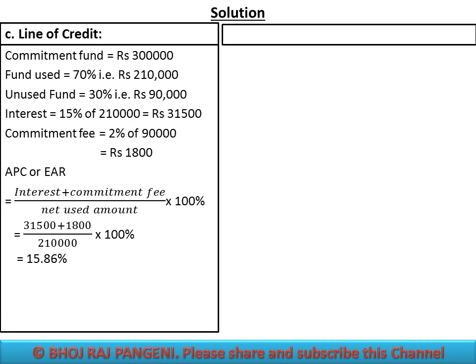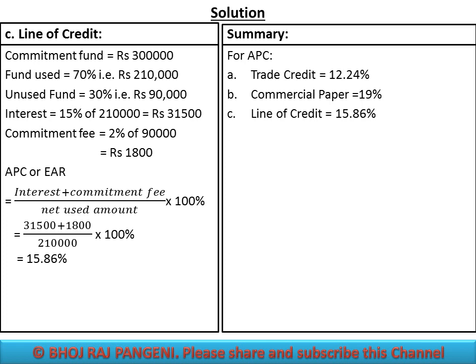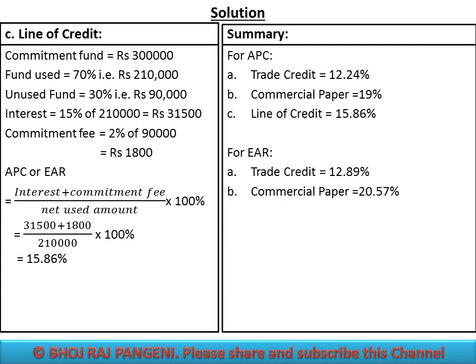Okay, now it's time for the summary. For APC, A, trade credit has 12.24%, B, commercial paper has 19%, and C, line of credit has 15.86%. For EAR, A, trade credit has 12.89%, B, commercial paper has 20.57%, and C, line of credit has 15.86%. Now all these are costs, so the lowest cost is the best.